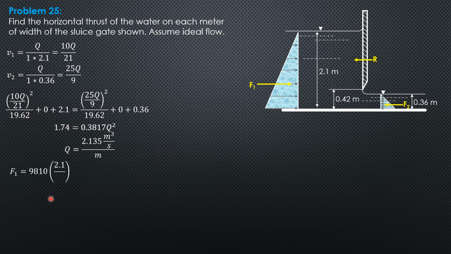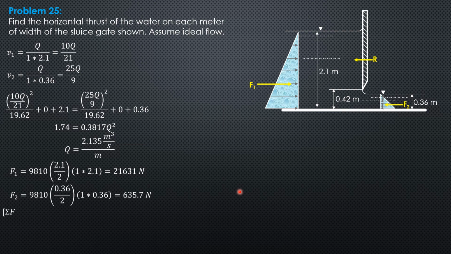Then F1 is specific weight times h-bar 1 times area 1. So 9,810 newtons per cubic meter. h-bar 1 is half of 2.1 because the section is rectangular. Then area 1 is 1 meter by 2.1. So F1 is 21,631 newtons. F2 is 9810 times 0.36 over 2 times area, 1 times 0.36. So 65.7 newtons.